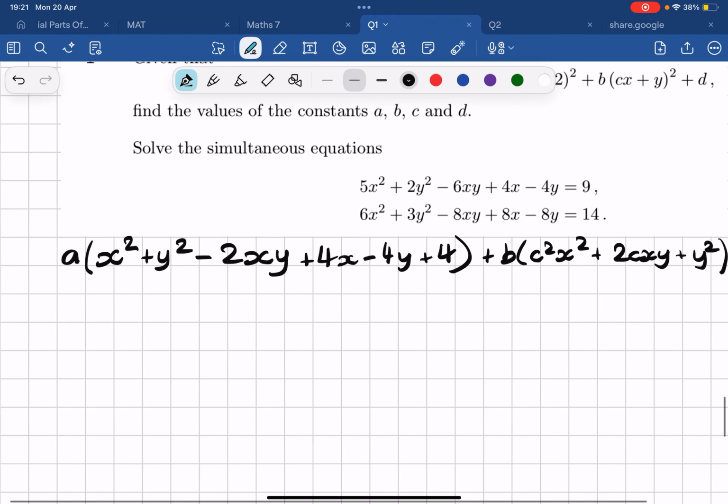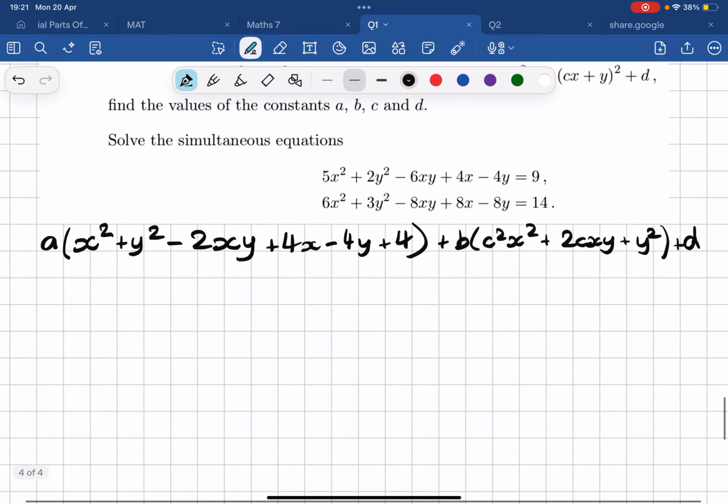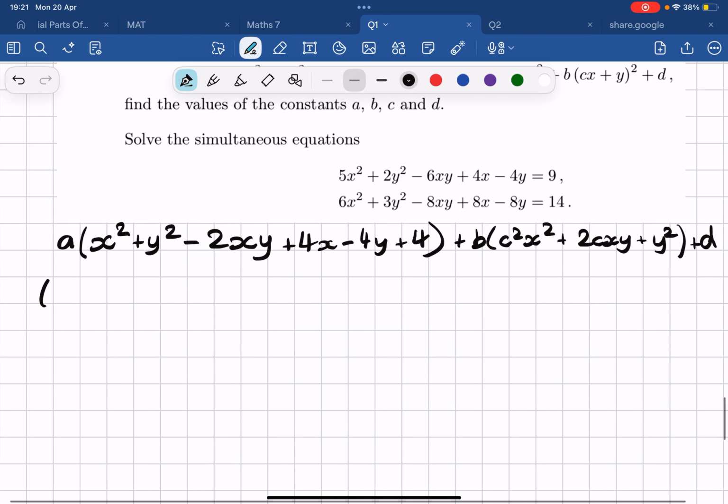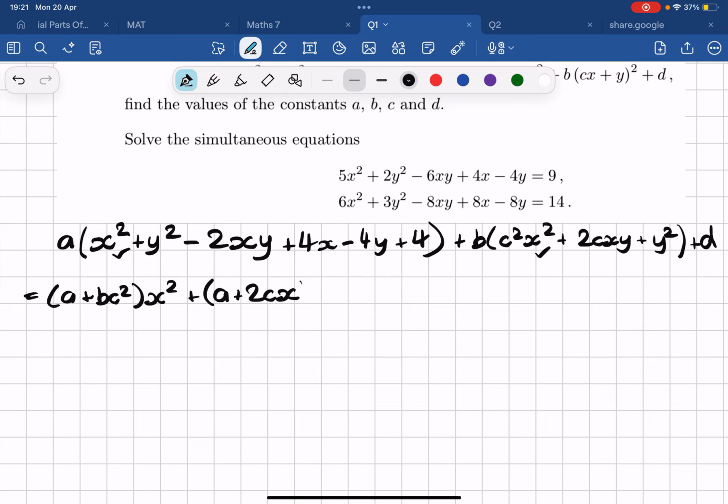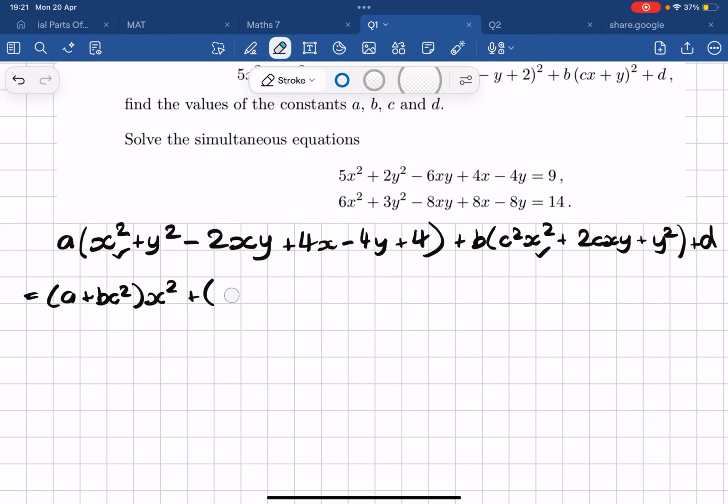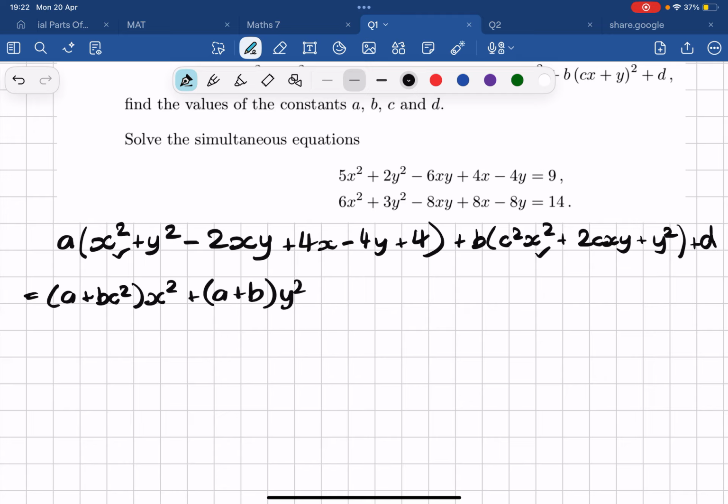Now we need to group all of our terms together, so let's group the x squared first. For x squared we have a plus bc squared, x squared. For y squared, actually no, that's a mistake. We should be looking here at y squared, and there's a b on the outside, so we have a plus b, y squared. So that's the y squared done.